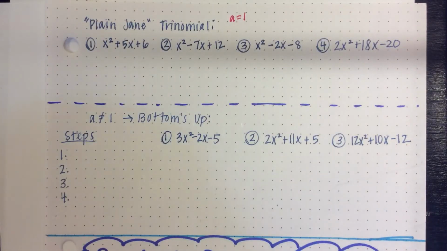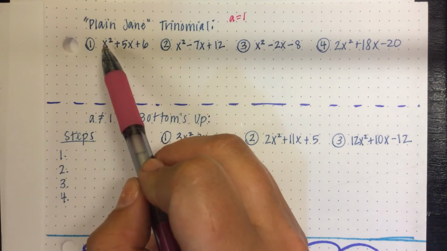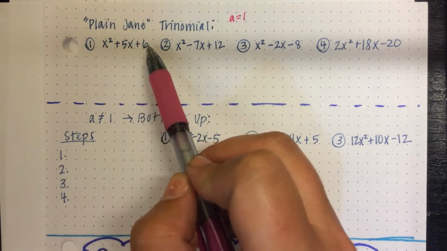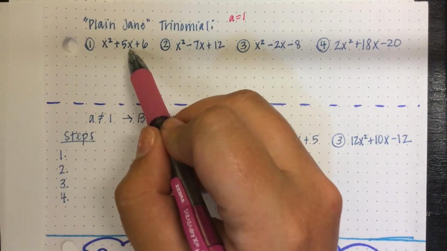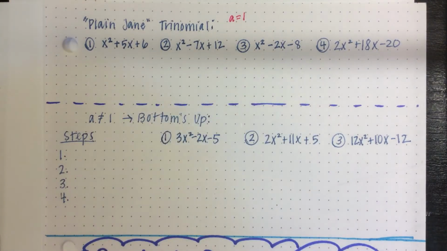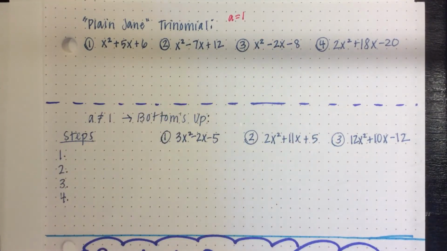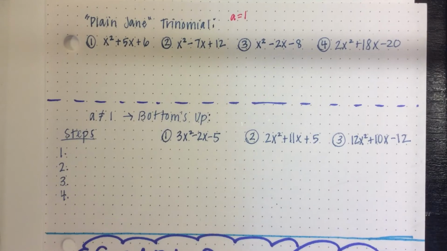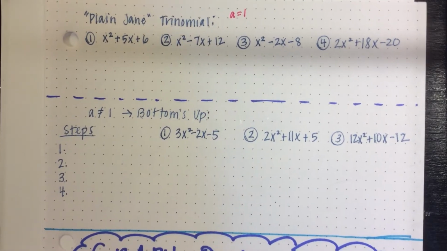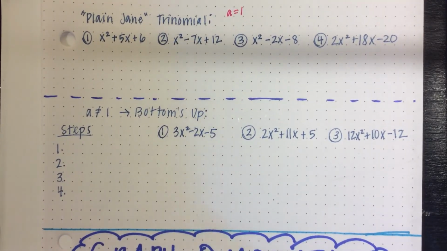So if that a is a 1, it looks like this: 1x squared plus 5x plus 6. So you have an x squared term, an x term, and then a constant. All right, so that's our plain Jane trinomial. To factor plain Jane, we look for 2 numbers. We've got to have 2 specific numbers.